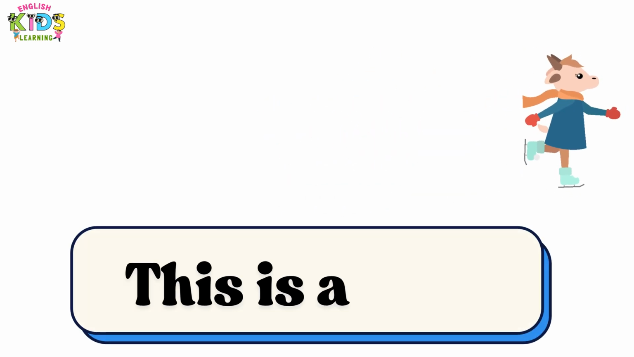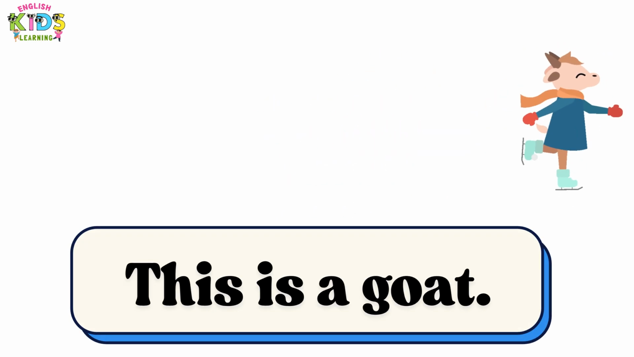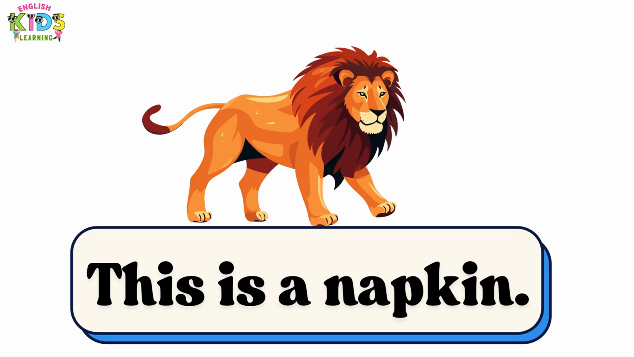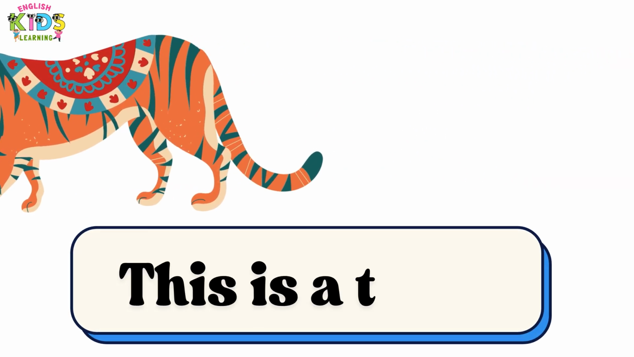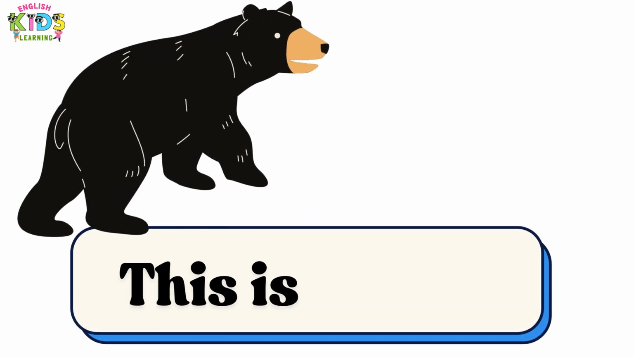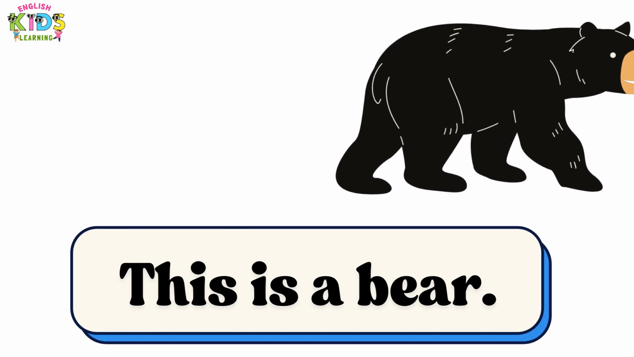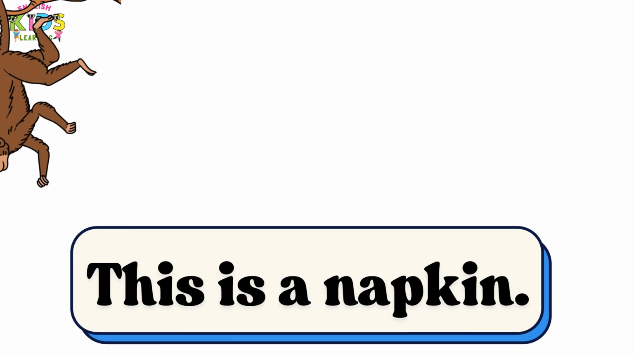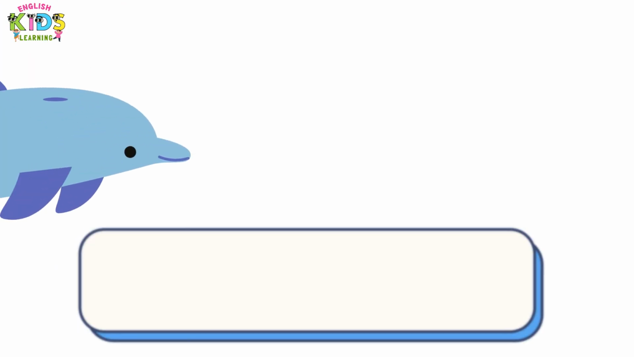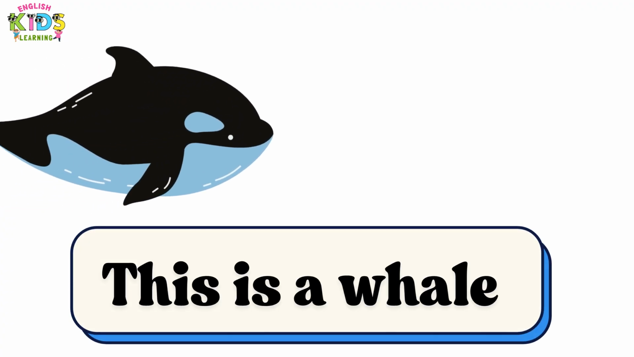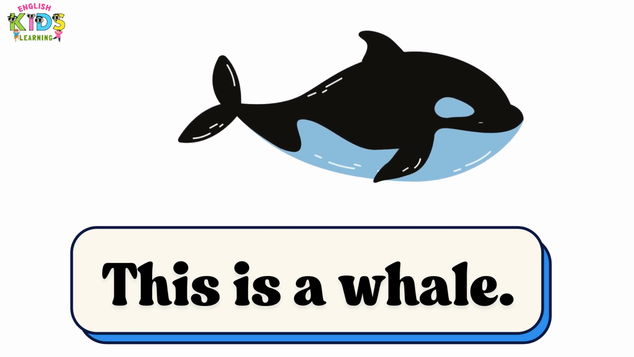This is a napkin. This is a tiger. This is a bear. This is a napkin. This is a dolphin. This is a whale. This is a shark.